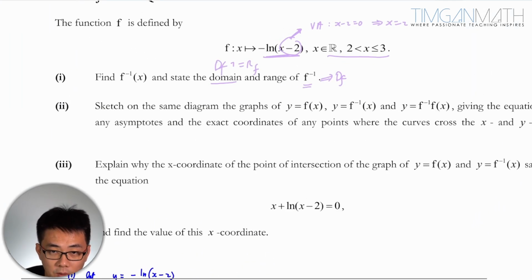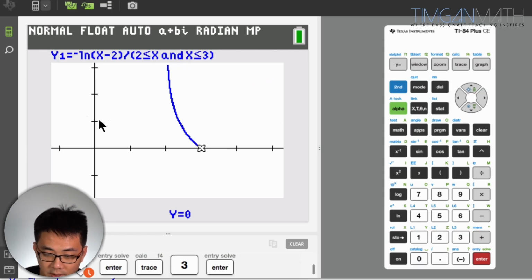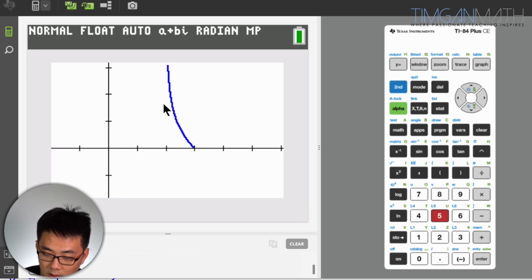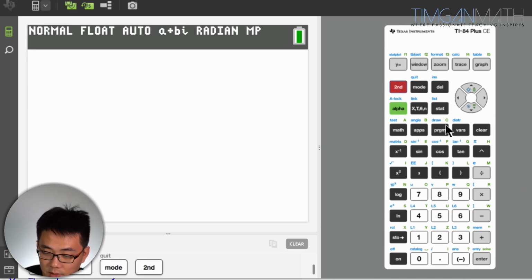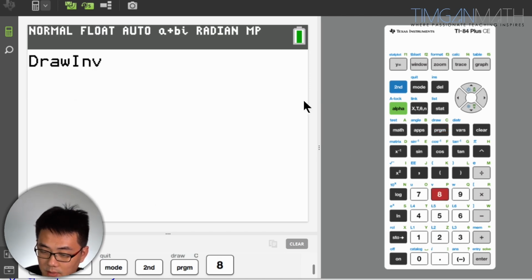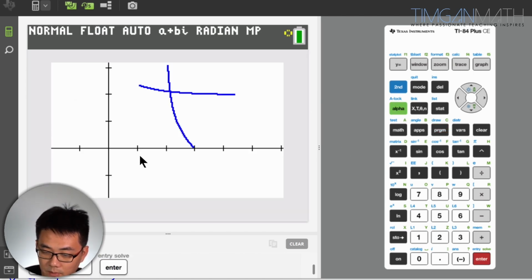After which we are told to sketch the graphs of y equals f(x) and y equals f inverse of x. Just take note, when we draw y equals f(x), I'm just going to zoom square first and see. It looks something like that. Then you quit, go to draw, and choose draw inverse, call out the first function, and enter. So this is the f inverse graph.